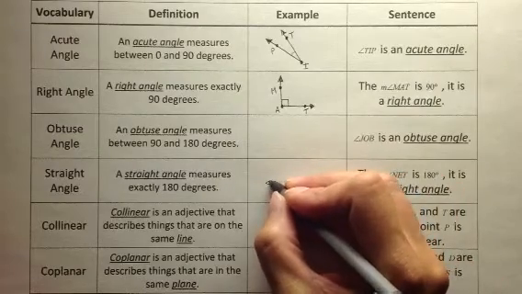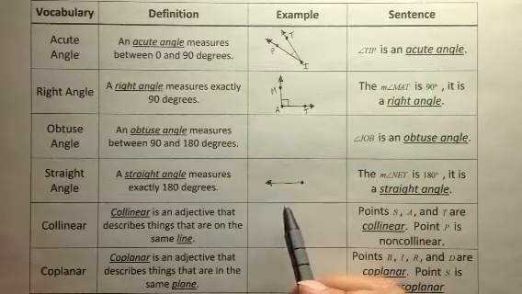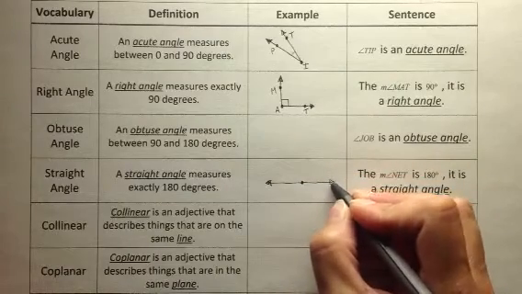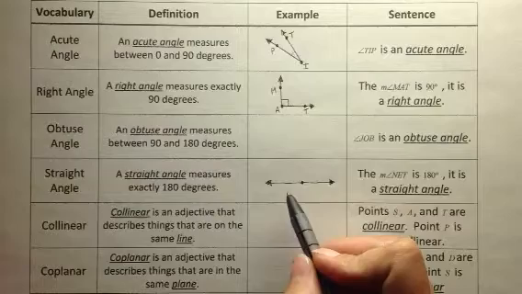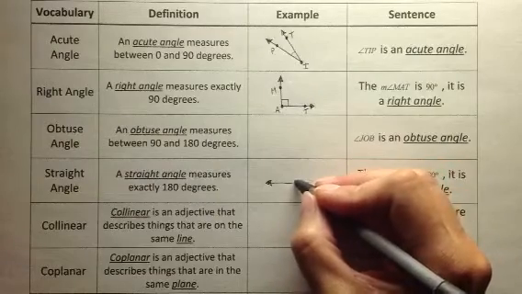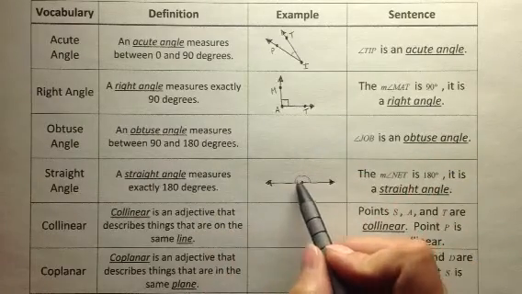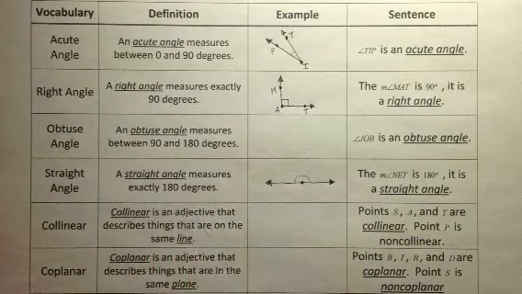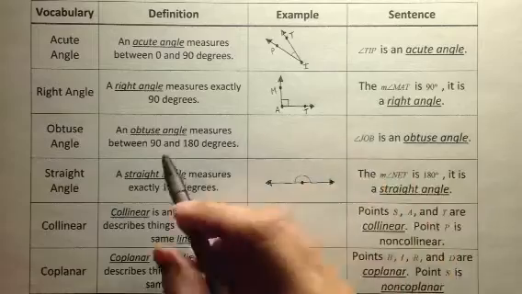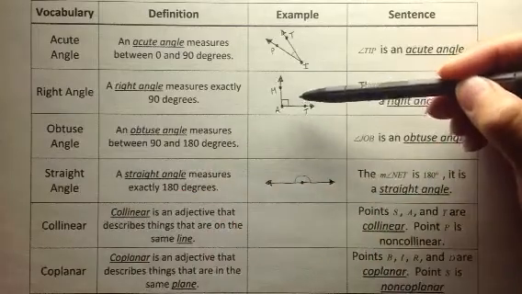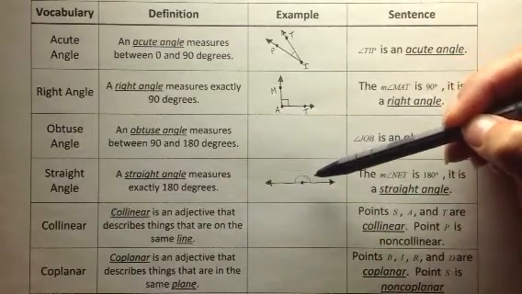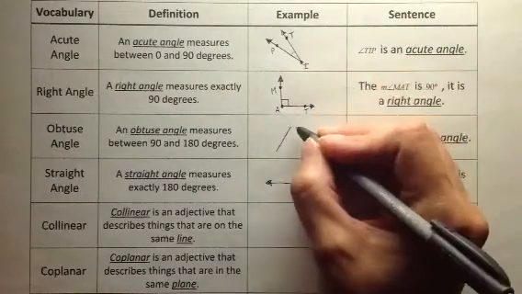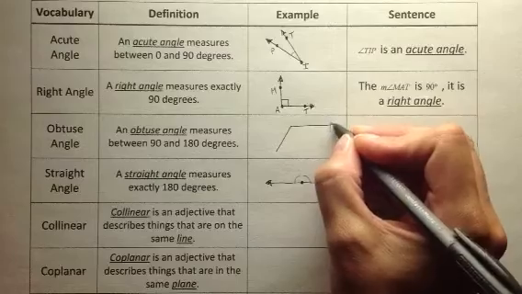Sometimes you'll hear a straight angle defined as opposite rays. So you have one ray and then a second ray from the same endpoint in the opposite direction, and they create a straight line, but if you're talking about the angle, you would say a straight angle. It measures exactly 180 degrees. So obtuse has to be somewhere between 90 and 180. So something like this would be obtuse.